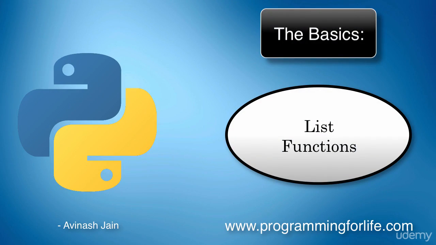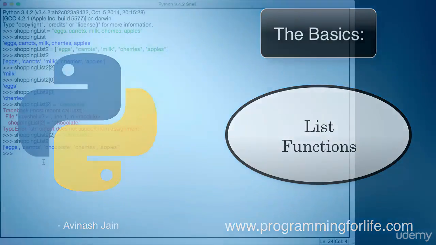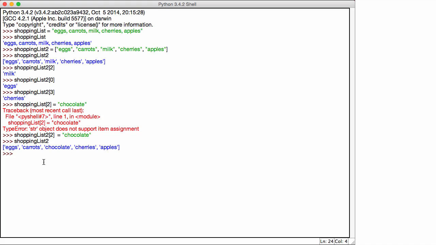Alright, so let's get started. We're on lists now, and so far we've learned that lists are very versatile. You can add objects, you can change the objects in lists, but what else is there to it? So let's go over a few main functions that are built into Python.